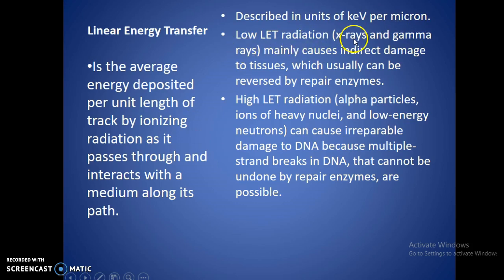Low LET radiation, which is X-rays, which is what we're mainly dealing with, causes indirect damage to tissues, which usually can be reversed by repair enzymes. High LET radiation, which are the higher energies, alpha particles, ions of heavy nuclei, and so on, can cause irreparable damage to DNA because of multiple strand breaks in DNA. It cannot be undone by repair enzymes. Regular ionizing radiation is a little bit safer because it causes that indirect damage, so normally the enzymes can repair that portion of the cell which has been disrupted. We'll get into this a little bit more later in this chapter.